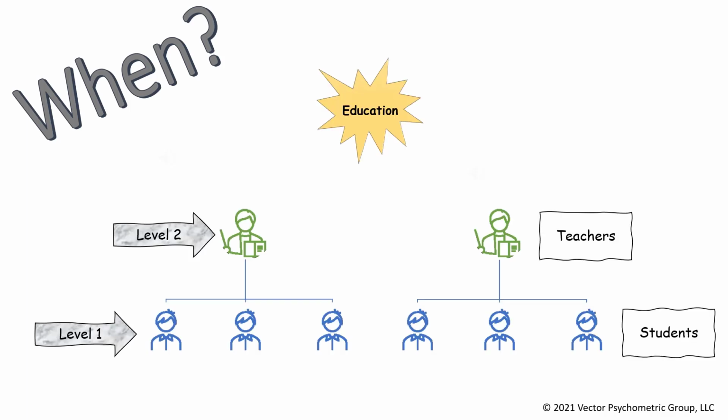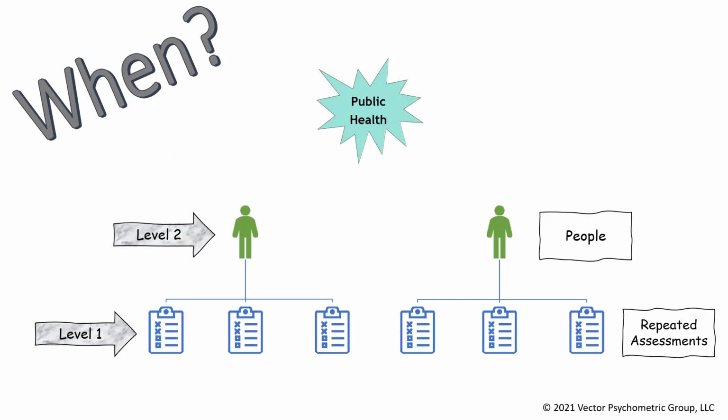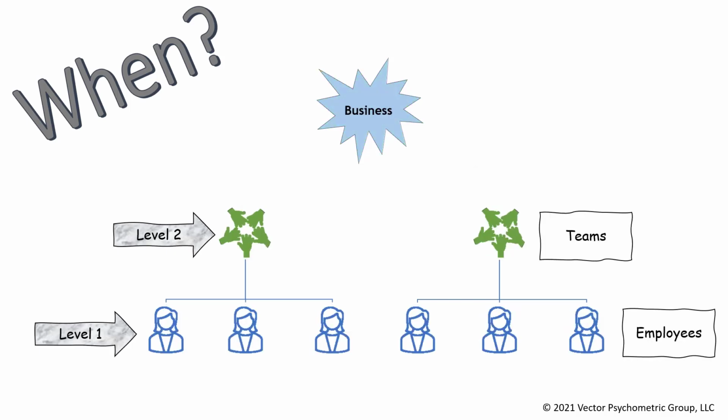Nested data structures arise everywhere in life. A classic example is in education, where students at level 1 are nested within teachers at level 2. We can also find nested data appearing in other disciplines, including the social sciences, medicine, public health, and business.